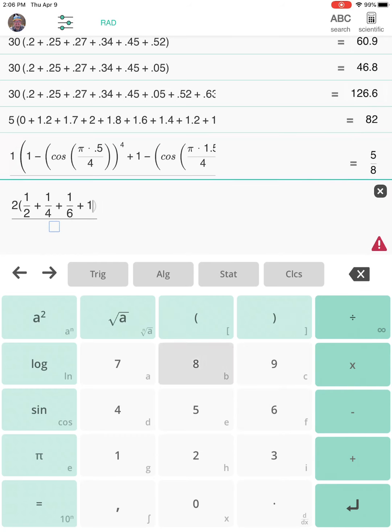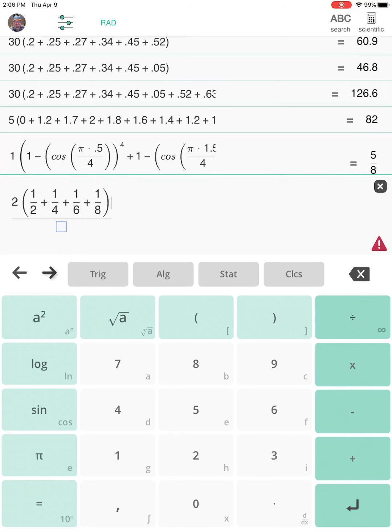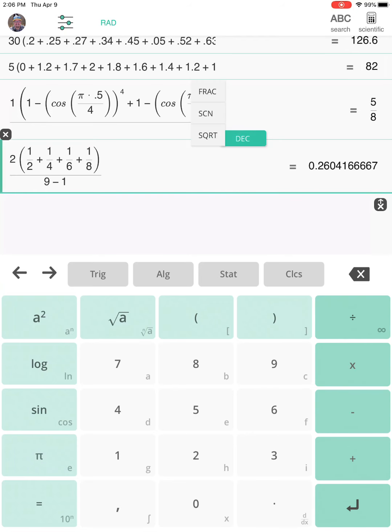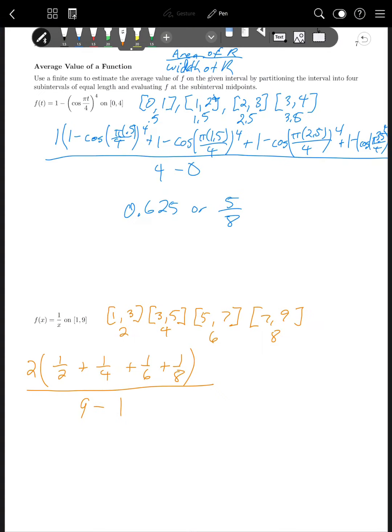Okay, so that one's going to be a little easier to put in the calculator. So we're doing a fraction, so 2 times 1/2 plus 1/4 plus 1/6 plus 1/8, divided by 9 minus 1. Okay, and that gave us 25/96.